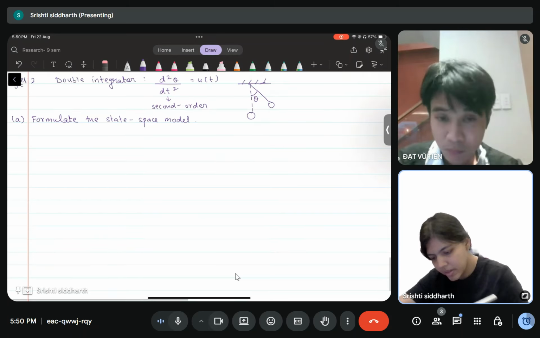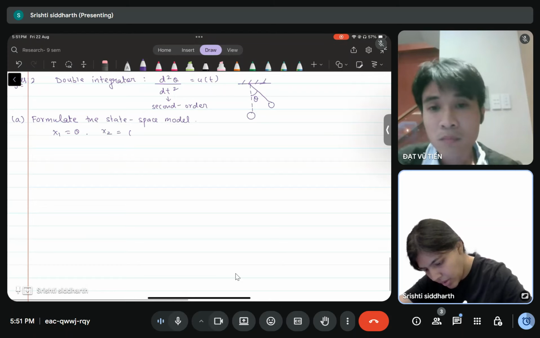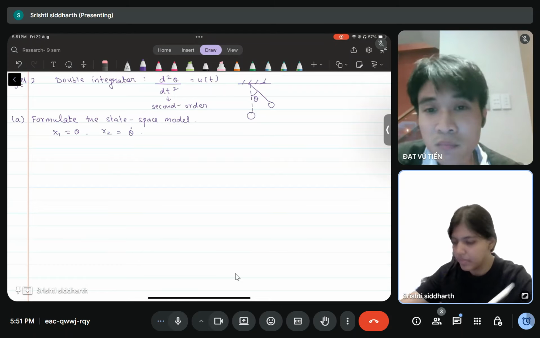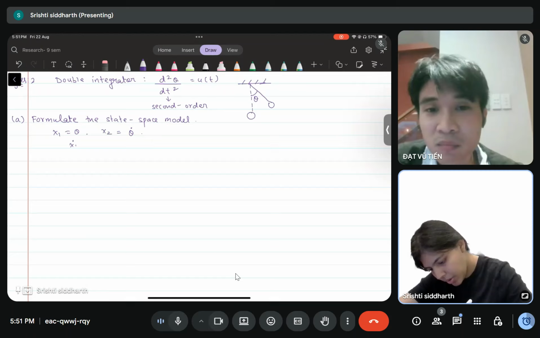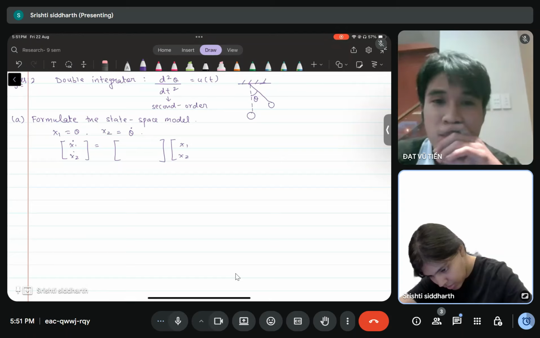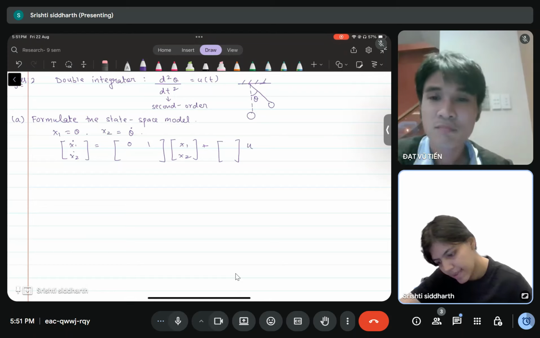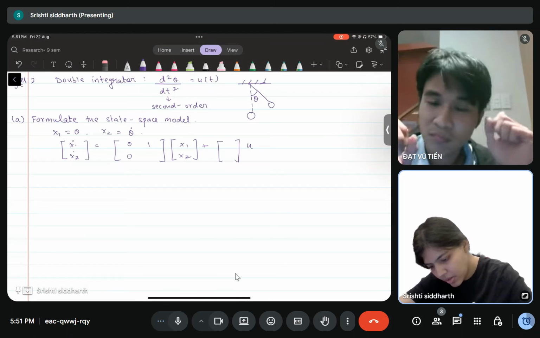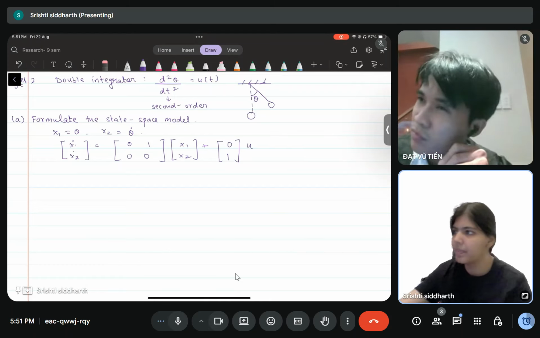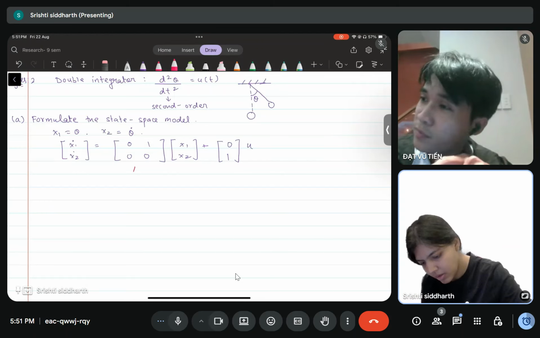Okay, so let's consider the first state x1 as theta, x2 as theta dot. So this means x1 dot, x2 dot is going to be some matrix times x1, x2 plus B. So this is 0 1, and then it's 0 0, and just 0 1. Okay. So this is the A matrix and this is B.